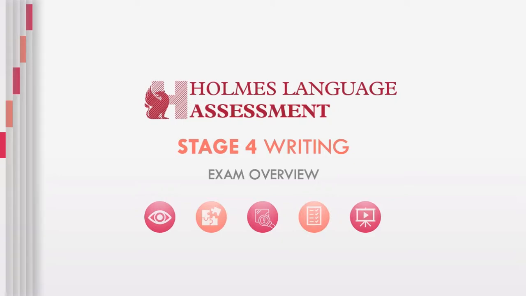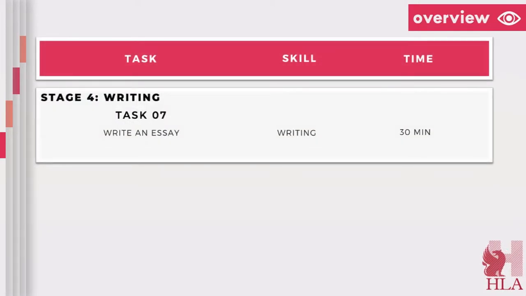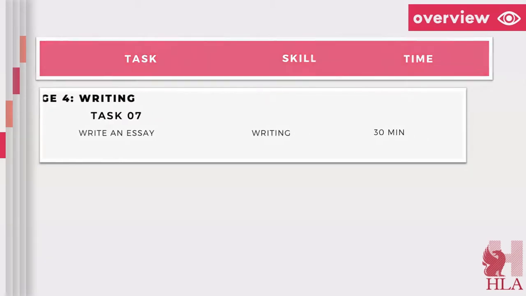This lecture on Stage 4 will be slightly shorter than some of the other overview lectures, as there's only one task. Speaking of which, let's have a look at Task 7. Task 7 is writing an essay. So this is the final stage of the HLA, and it's an assessment of your ability to write. We ask you to complete a single task, which is where you complete a short essay.